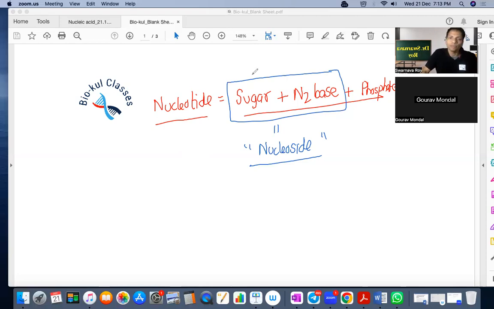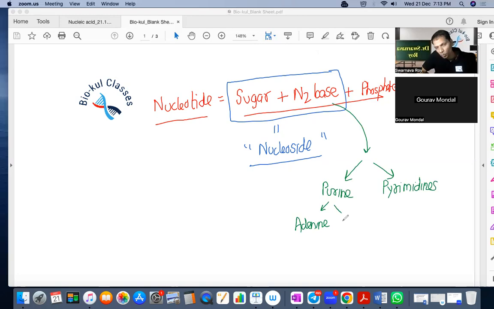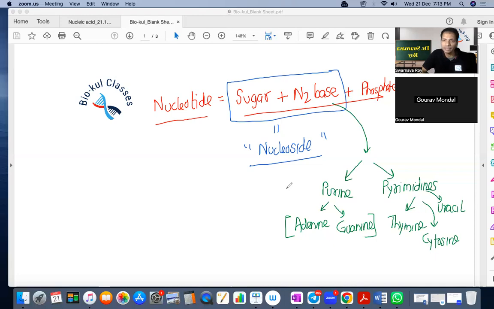So now let's go to the structure of the sugar, nitrogenous base, and phosphate. One thing I think most of us know is that we have two kinds of nitrogenous bases. We have the purines and we have the pyrimidines. Purines are adenine and guanine. Are you familiar with these concepts, Gaurav? And pyrimidines, we have thymine, cytosine, and uracil. So there are three kinds of pyrimidines and two kinds of purines which make up the nitrogenous bases.